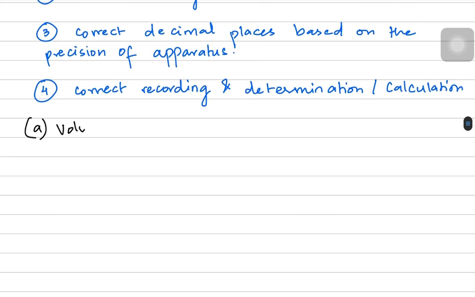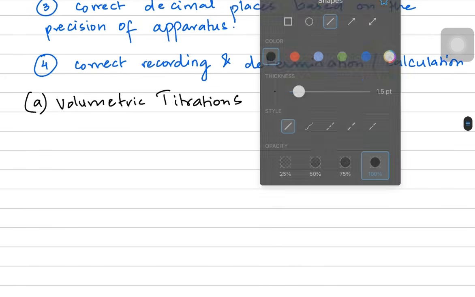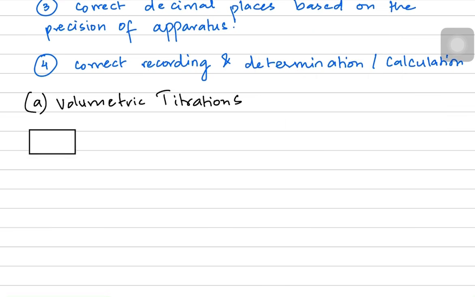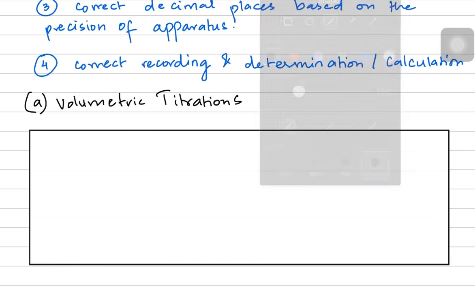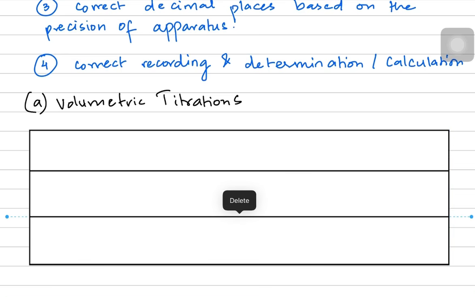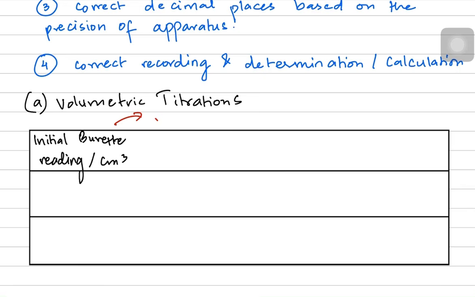Let's talk about the first kind of table, which is volumetric titration, where we are dealing with the aqueous solutions, their volumes, and their concentrations. So let me draw a hypothetical table for you guys. While we draw the table with ruled lines, we need to place proper headings on that also. So for volumetric titration, the headings are going to be initial burette reading, and then we place a slash, and then we place the units, which are obviously centimeter cube.